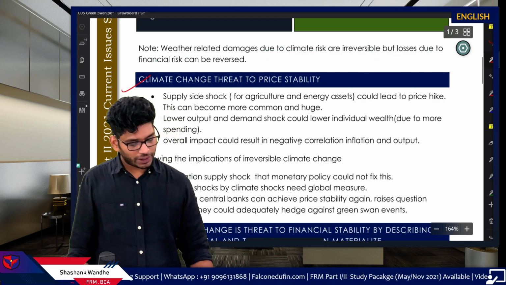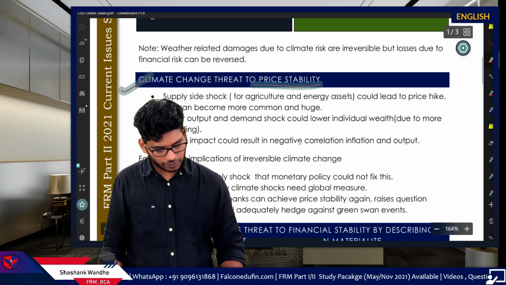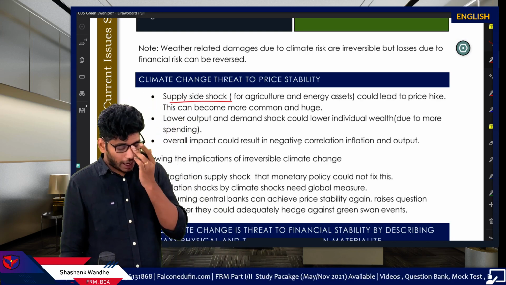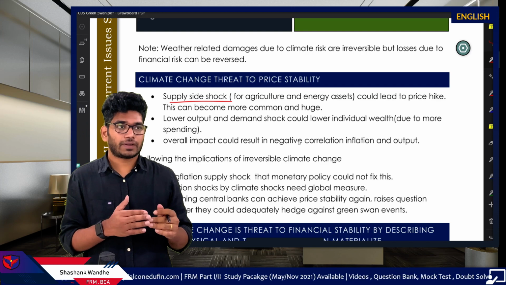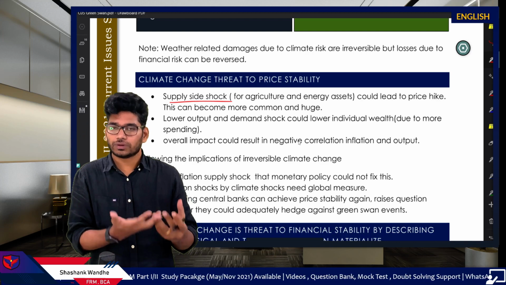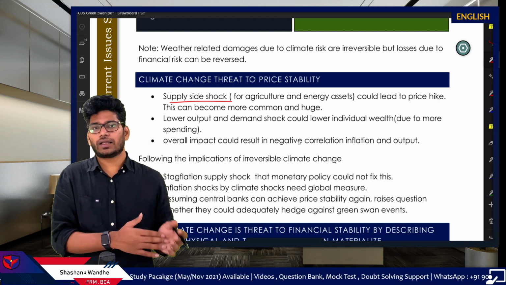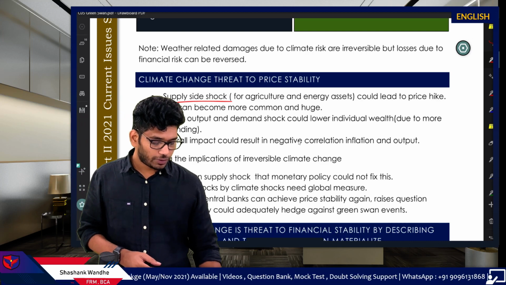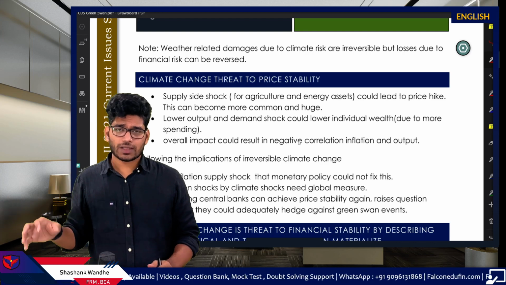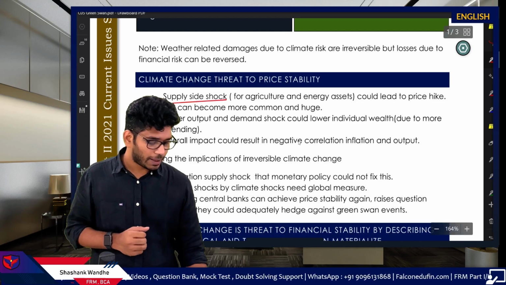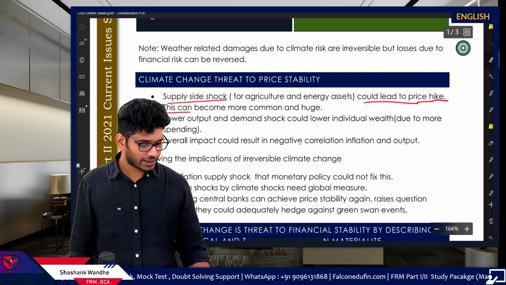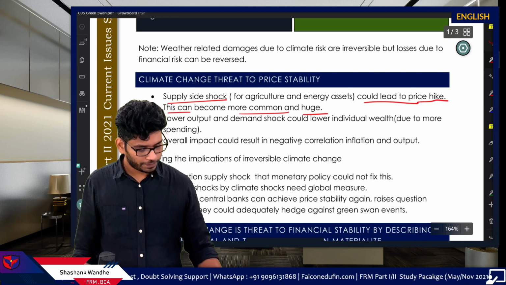Now, climate change as a threat to price stability. We have a few key points. Supply side shock. What is a supply side shock? After the physical risk, producers will not be able to supply goods, specifically agricultural and energy assets. If there is a flood, all the agricultural crops will be lost, and then you won't be able to supply them. This is a supply side shock. A supply side shock could lead to a price hike. This can become more common and huge.